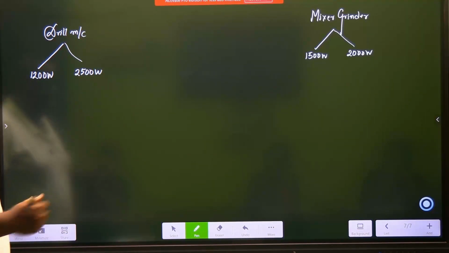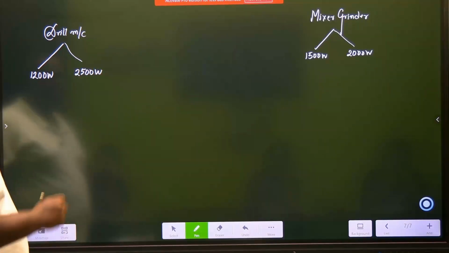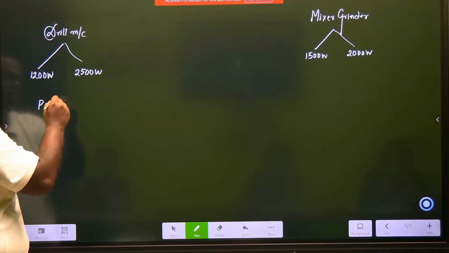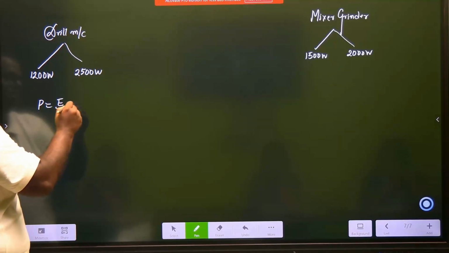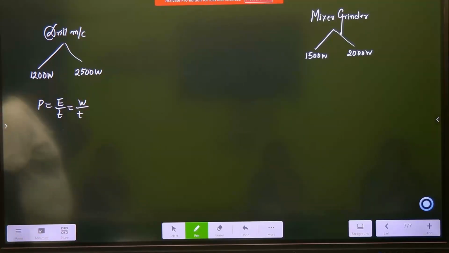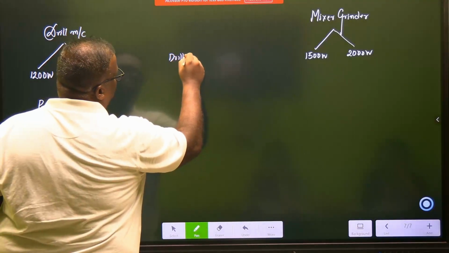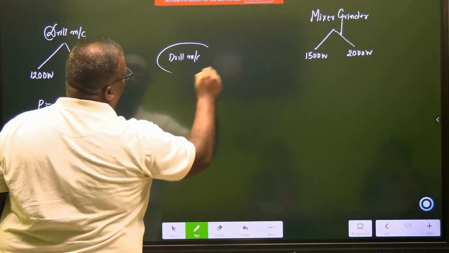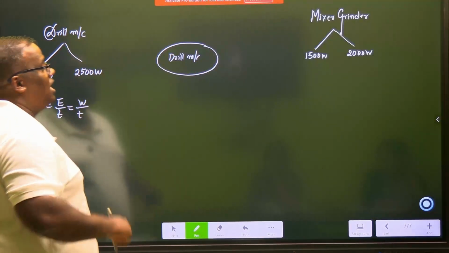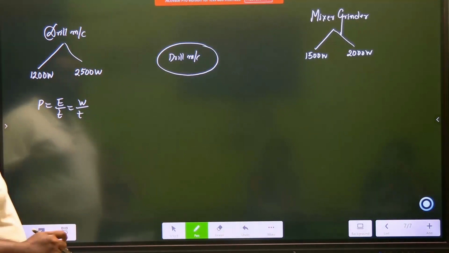Now, these are units of power. Clear? Power is equal to energy upon time, which can also be said as work done by time taken. Do you agree or not? So let's take a drill machine. We have bought it from, say, Amazon, and it is stamped with 1200 watt and 2500 watt. Let's first understand what it means.